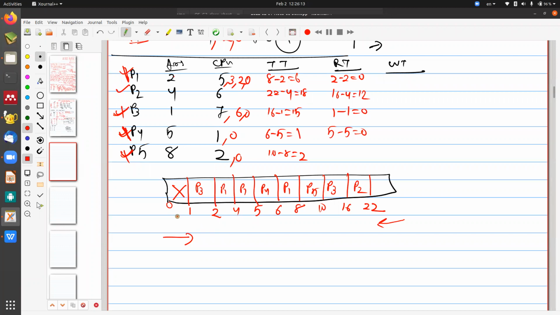P5 has started at 8, so 8 minus 8 becomes 0. Very nice response time. Okay, almost all of them are 0 and this is only 12.